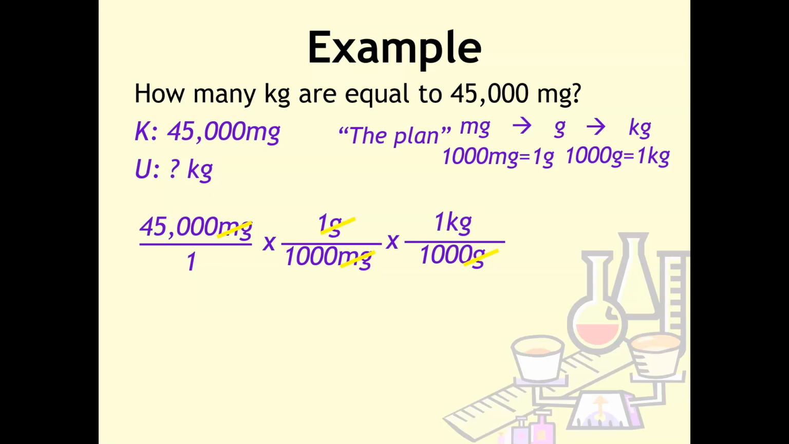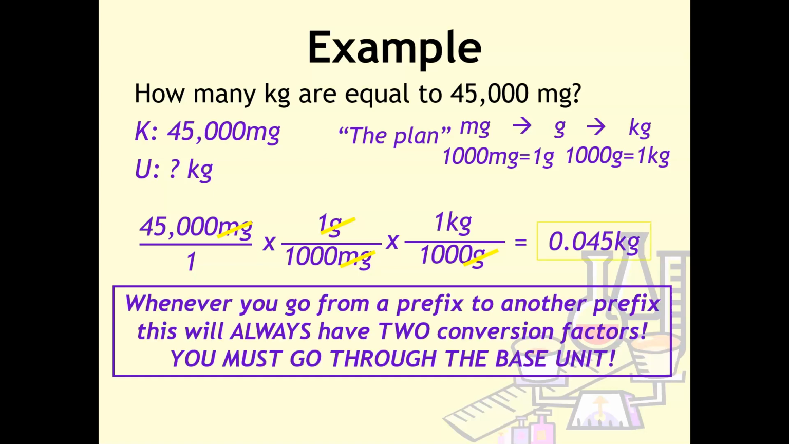And then again, be careful here. Notice when you type this into your calculator, and I do recommend making sure you know how to do these calculations, type in 45,000, division sign 1,000, and then you have to hit the division sign again, 1,000. So you have to hit the division sign twice. And when you do that, you should get 0.045 kilograms.